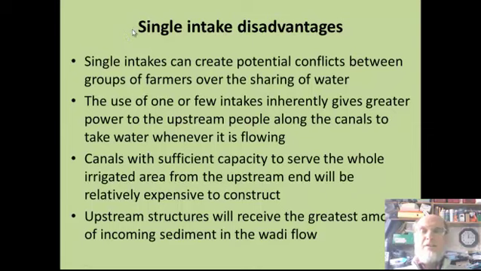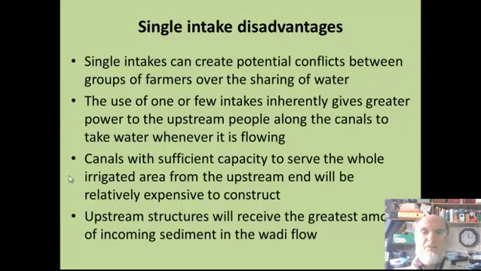Single intakes. Now, cost-wise, it often looks better to provide one single intake for an irrigation system. However, this creates a number of disadvantages. If there's a single intake, it can create potential conflicts between groups of farmers over the sharing of water. The use of one or few intakes inherently gives greater power to the upstream people on each canal to take whatever water they want whenever it is flowing.